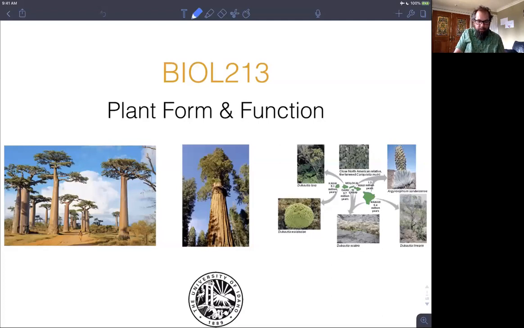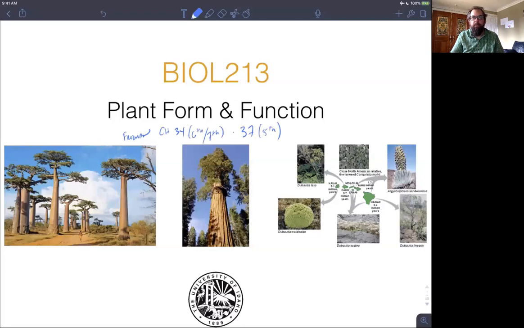This is covered in chapter 34 of Freeman, I believe, if that's the 6th or 7th edition, and then I think it's chapter 37 in the 5th edition of the course. And the chapter is named the same, plant form and function, and so it should be relatively straightforward to follow along there.